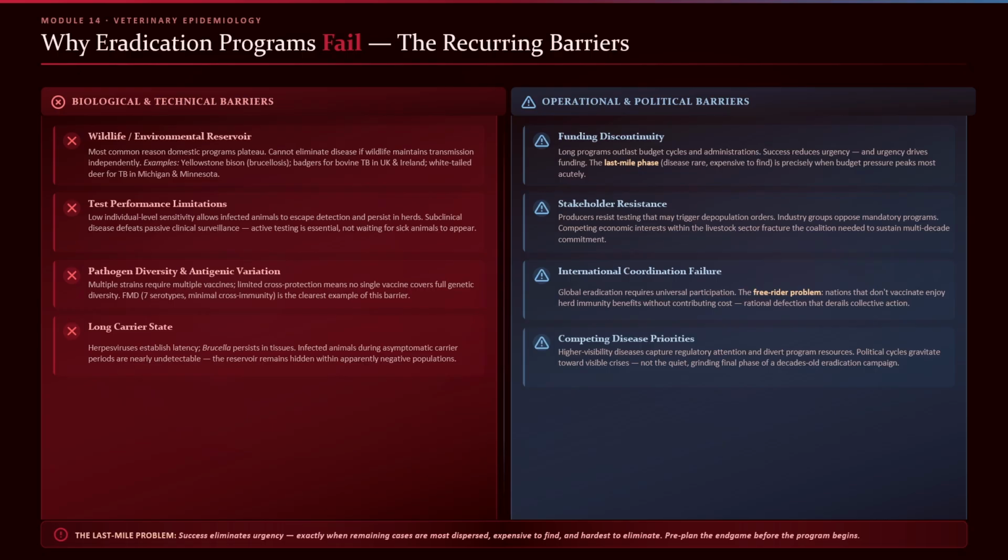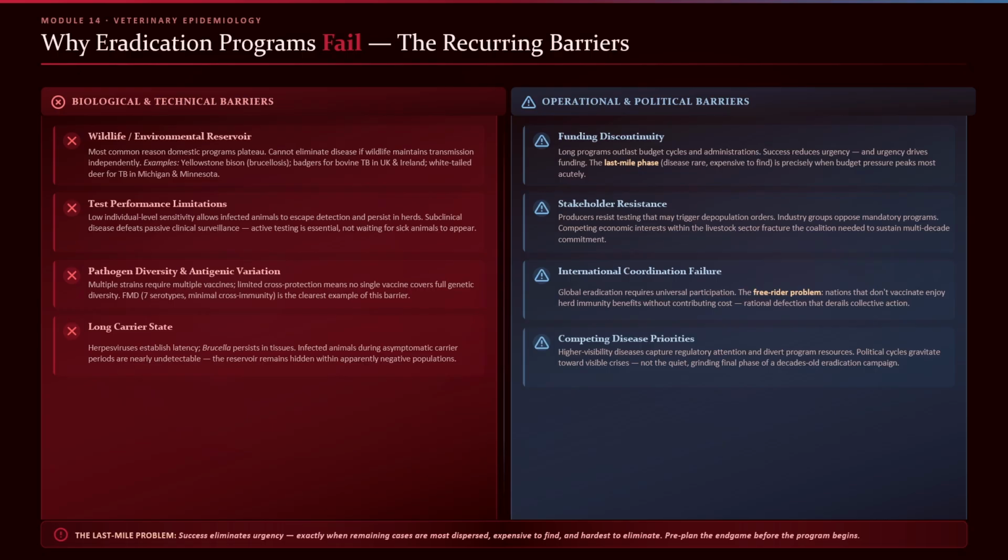bovis independent of the cattle population. We see it with FMD in sub-Saharan Africa, where African buffalo are a major reservoir. If you cannot address the wildlife side, you cannot finish the job. Funding discontinuity. Eradication programs take decades. That means they outlast multiple government administrations, multiple budget cycles, multiple political priorities. When funding gets cut before the program reaches the final stage, disease rebounds, and you've wasted all the prior investment.